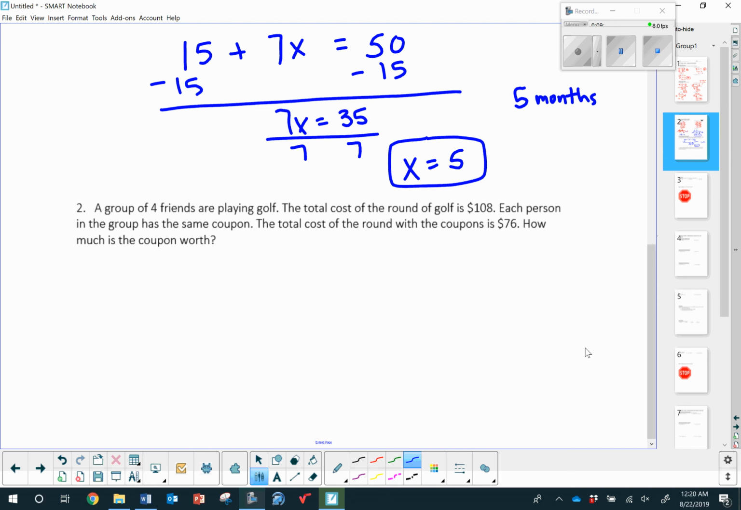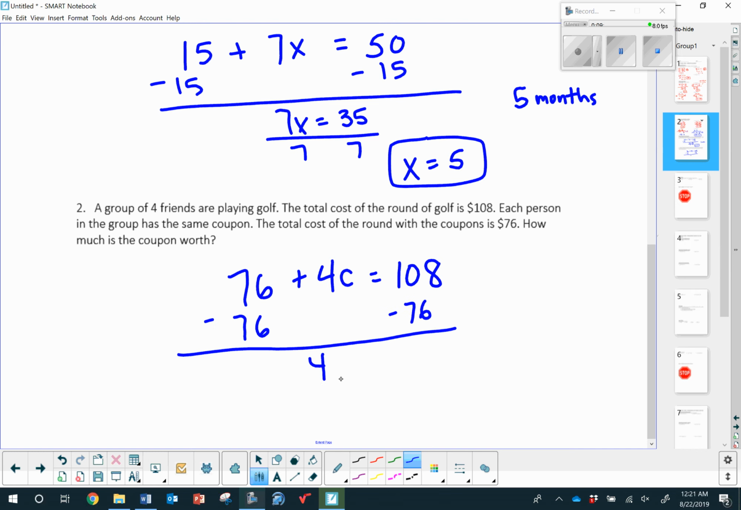A group of 4 friends are playing golf. The total cost of the round of golf is $108. Each person in the group has the same coupon. The total cost of the round with the coupons is $76. How much is the coupon worth? So we know that they pay $76, but if we add 4 coupons to that, it should give us a total of 108. So again, a two-step equation here.